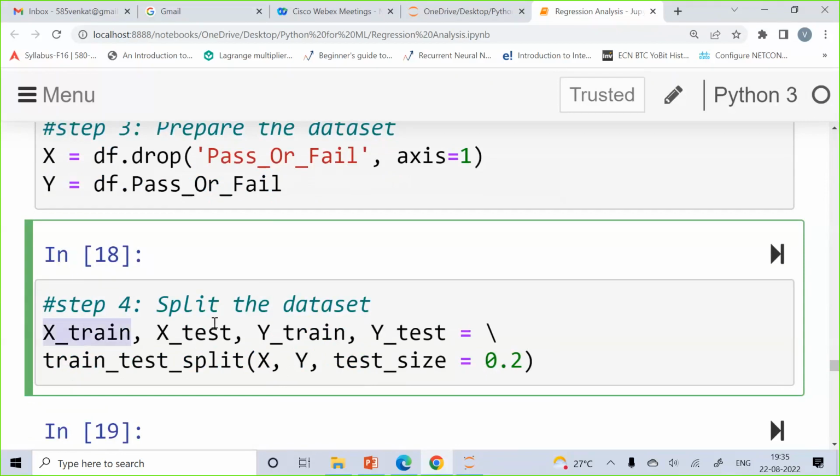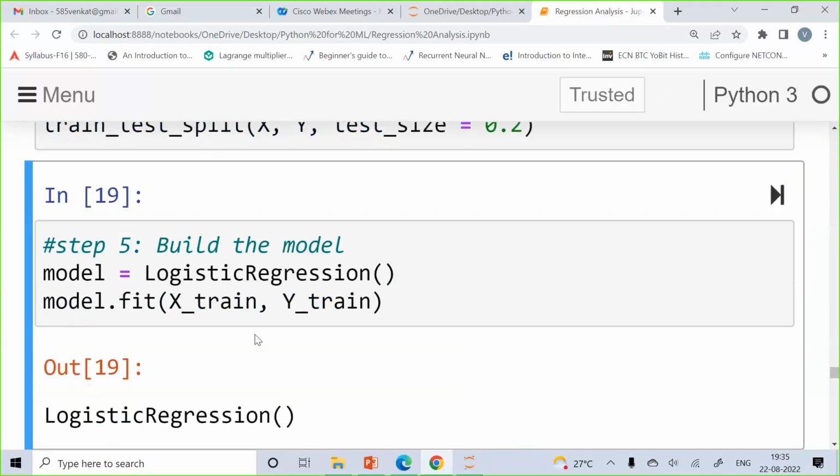This returns both the training and testing data. So I've got both training and testing data. Now build the model. Logistic regression model I'm calling. I got the model, fit it for the training data, right? So X train and Y train I'm passing to this fit function. So fit it for the training data, predict for the test data.